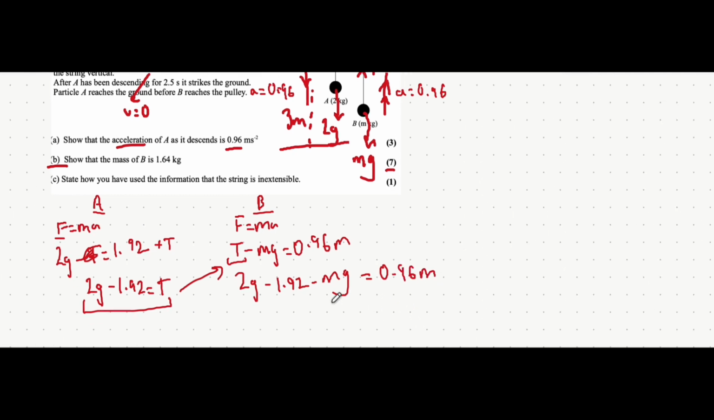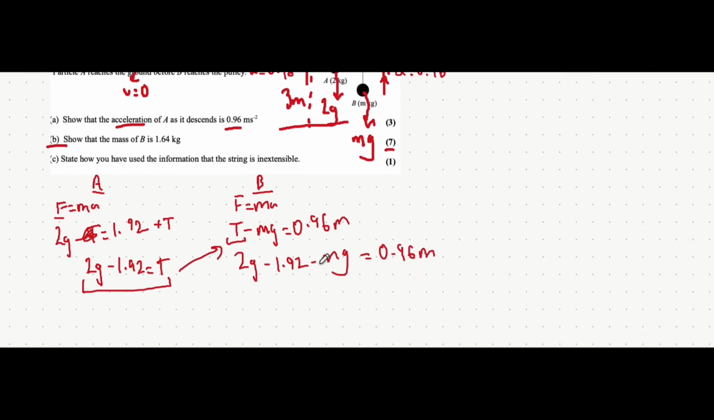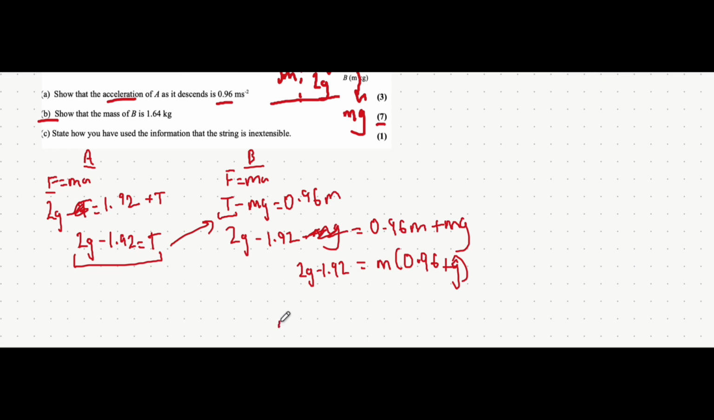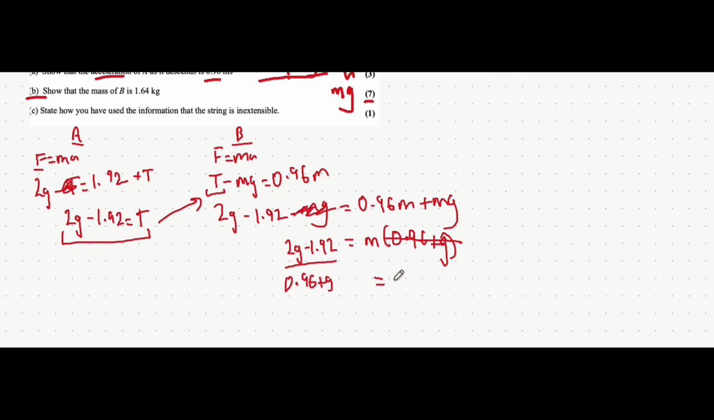To make m the subject, let's first move all the terms with m to one side of the equation by adding mg to both sides. What we can then do is factor out m from the right hand side, so it's m lots of 0.96 plus g is equal to everything that was on the left hand side, 2g minus 1.92. Then we can divide both sides by that bracket, so we get m is equal to, okay, I'm going to be lazy one last time, everything that was on the left hand side divided by 0.96 plus g, and that would equal 1.64 on your calculator. I know because I've done it beforehand, not because I'm a genius.